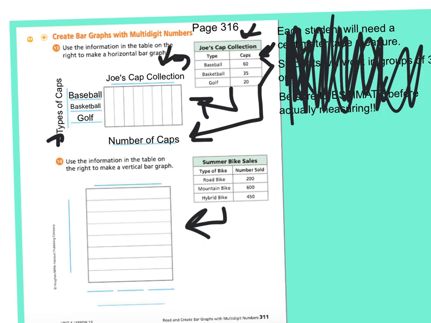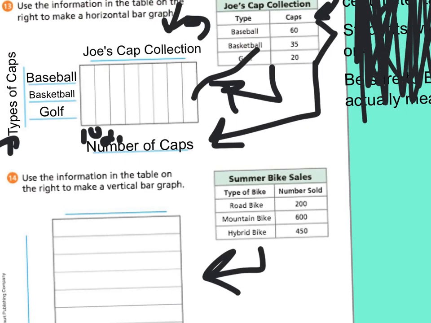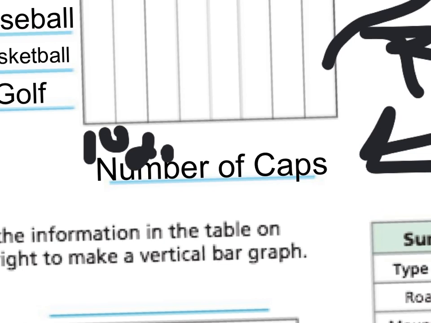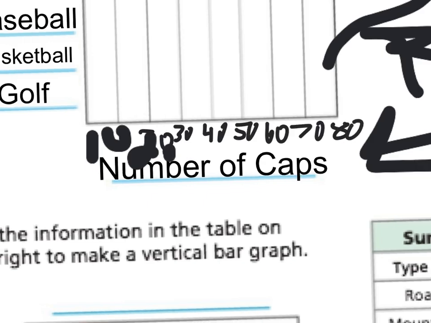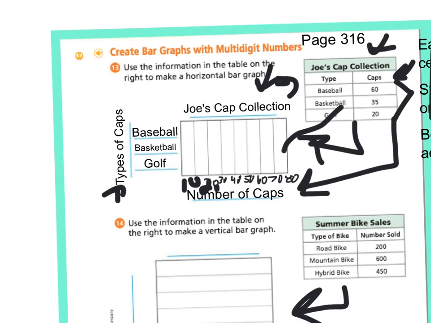So for me, each one of these lines, I would make 10. So 10, 20, 30, 40, 50, 60. So it's hard for me to make these neat. So I gotta blow it up a little bit. 40, 50, 60, 70, and 80. And then I can shrink it back down. And then I would draw my bars to get to those spots.